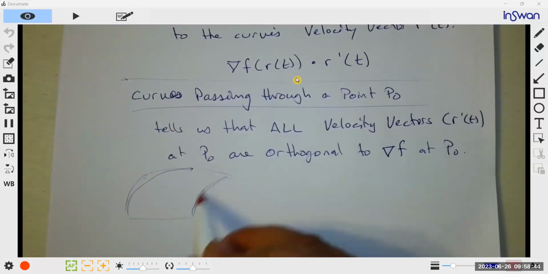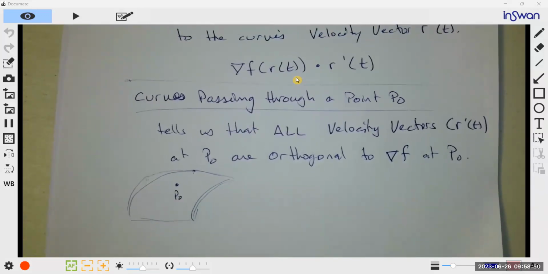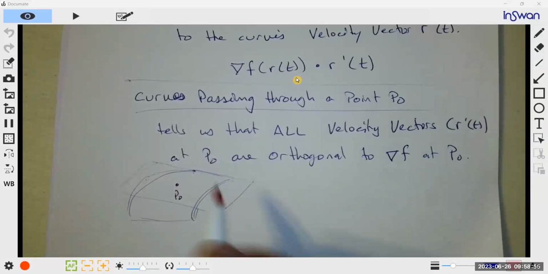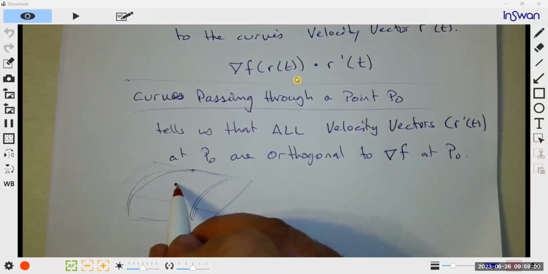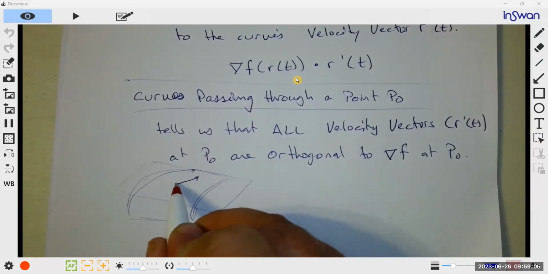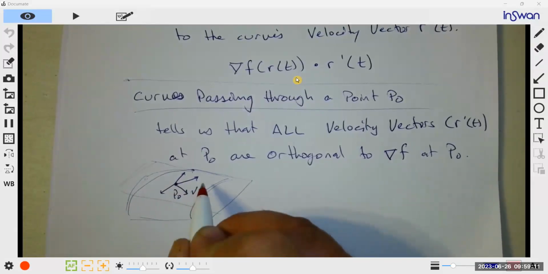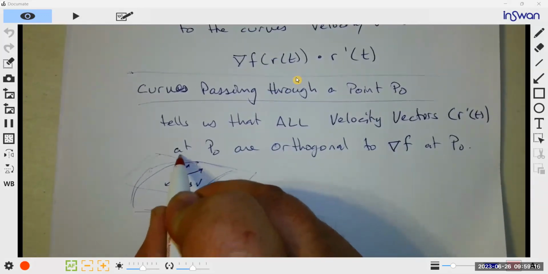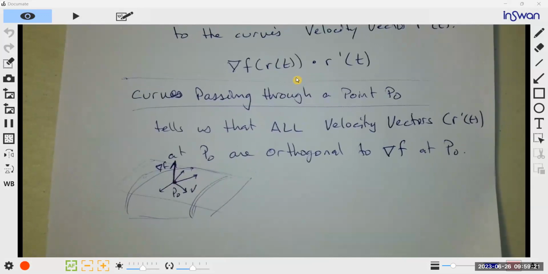So what that means is we have our curve. All right. There's a point P on that curve, P sub 0. There's a tangential plane that touches the curve at that point. So any velocity vector we pick, these are all velocity vectors, are going to be orthogonal to our del function.